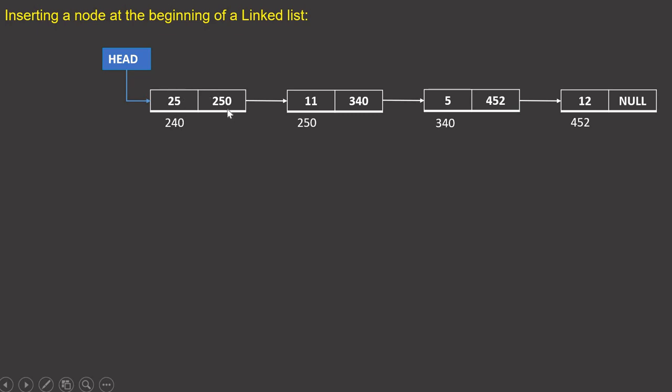Let's say we have a linked list in which each node has two parts. First is the data and second is the link. And the head pointer is pointing to the first node, meaning the head pointer is saving the value 240 so that we can access the first value.